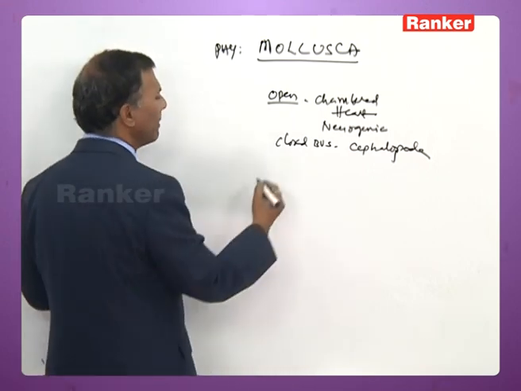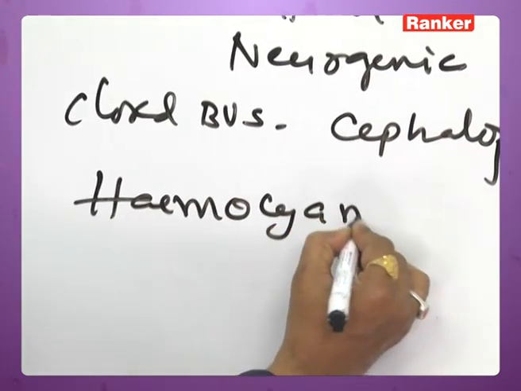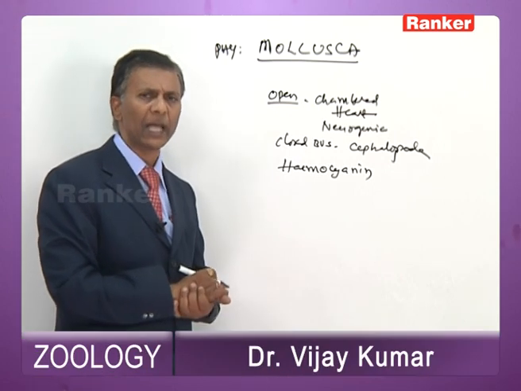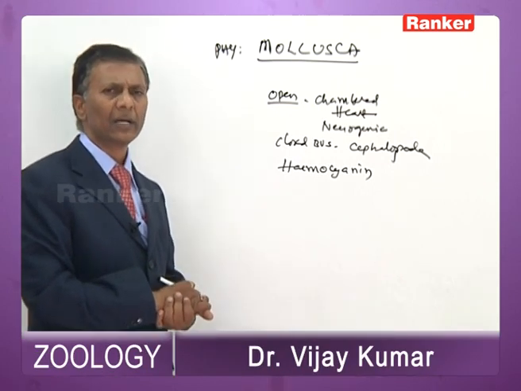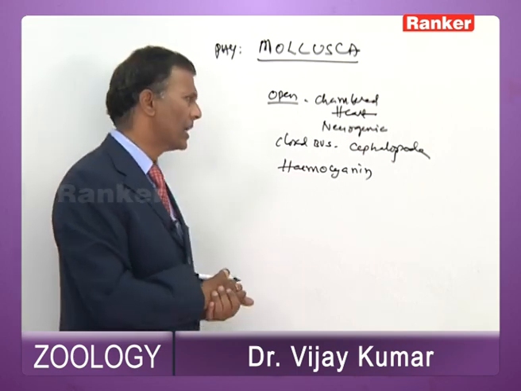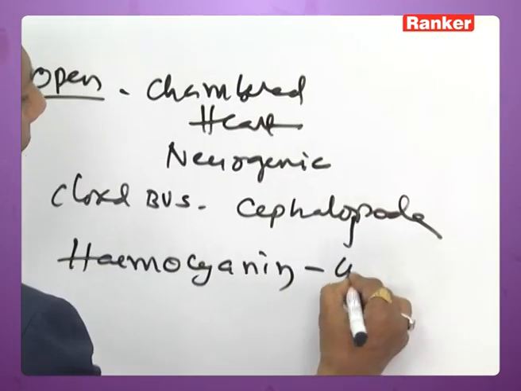The respiratory pigment in some of the molluscans is hemocyanin. Like for instance, cephalopoda, it is hemocyanin. Even in certain gastropods, it is hemocyanin. So hemocyanin is the respiratory pigment with copper as a metallic group.